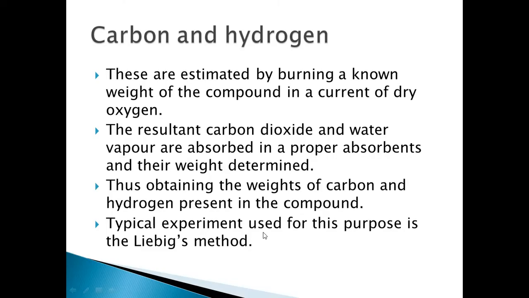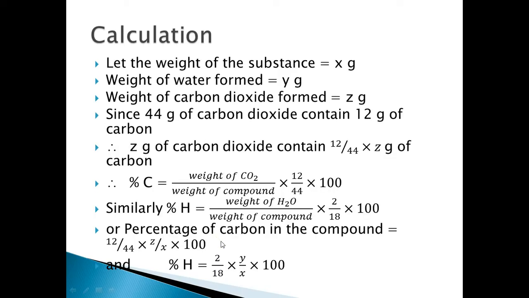Typical experiments used for this purpose is the Liebig's method. The amount of hydrogen and carbon is normally determined using the Liebig's method. After determining the weight, you can now use the parameters in this calculation.